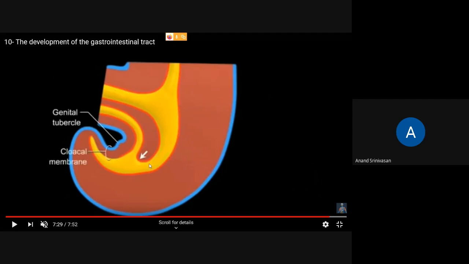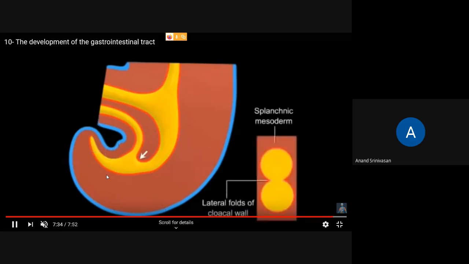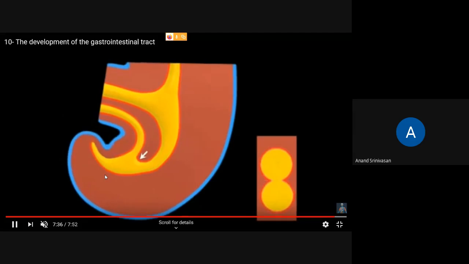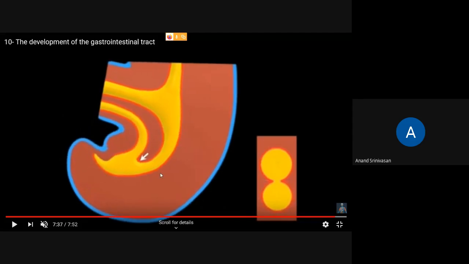Now we will concentrate more on the development of the hindgut. Here you can see the cloacal membrane. Now this urorectal septum keeps on dividing the allantois, separating the hindgut from the allantois. This is a cross section showing the mesoderm, you can concentrate on this one.